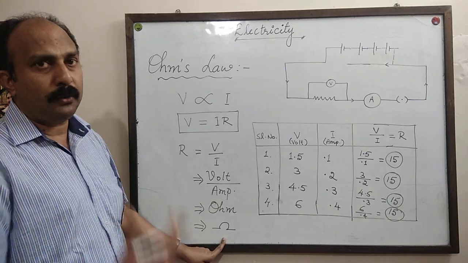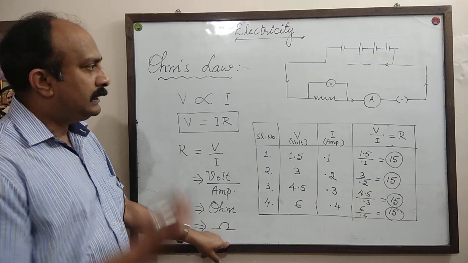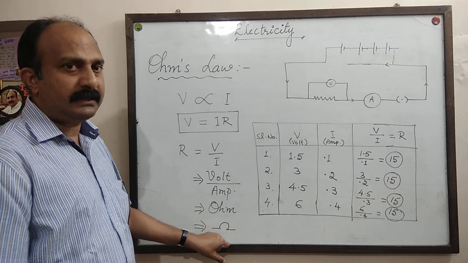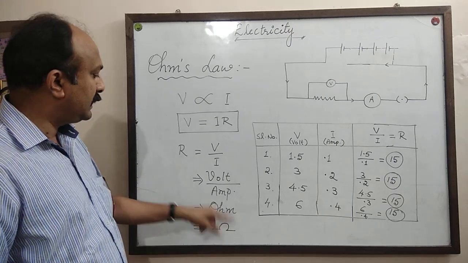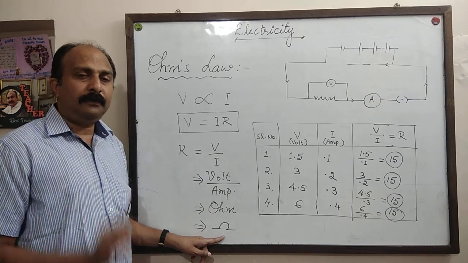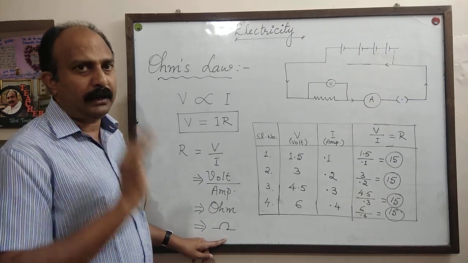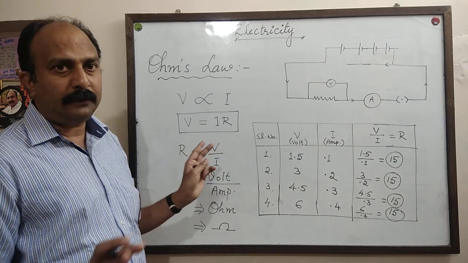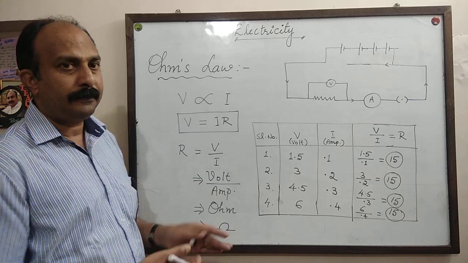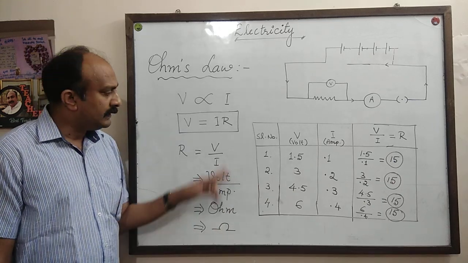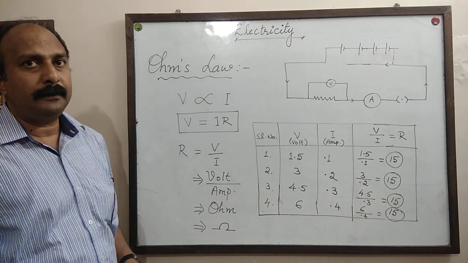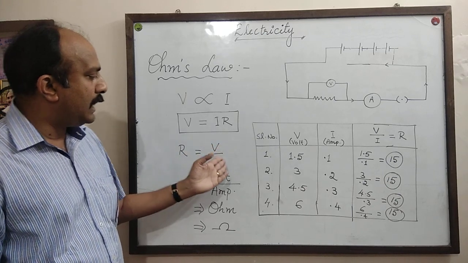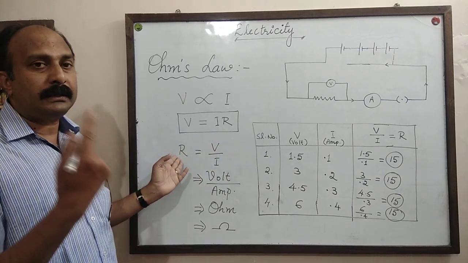Now let us define 1 ohm. When do we say the resistance of a conducting wire is 1 ohm? As I told you in the previous video, whenever we want to define any physical quantity as 1, you have to make whatever data are there in the formula equal to 1. So if you want to make 1 ohm, then V and I must be made 1 and 1. So in simple words we can define, when V is equal to 1 and I is equal to 1, then R is equal to 1 ohm.